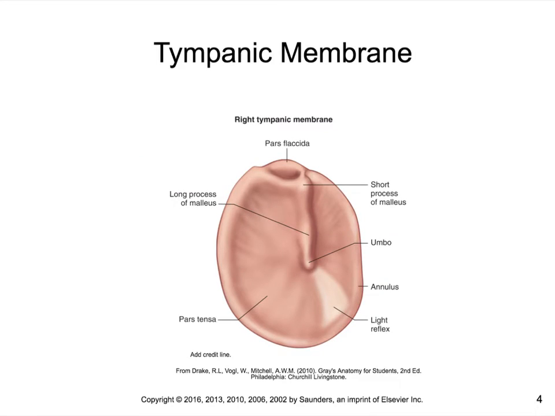And this is just a closer look at the eardrum or the tympanic membrane. This is the portion that separates the external ear and the middle ear. The eardrum is a thick sheet of tissue. It's transparent, opaque, or pearly gray and moves when air is injected.